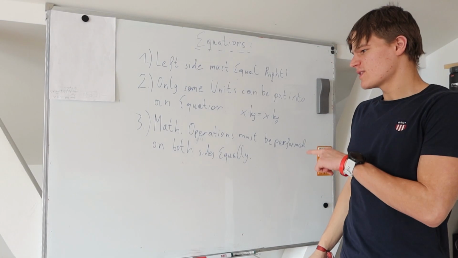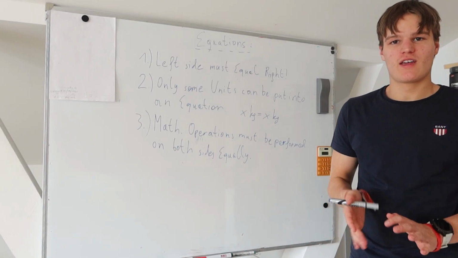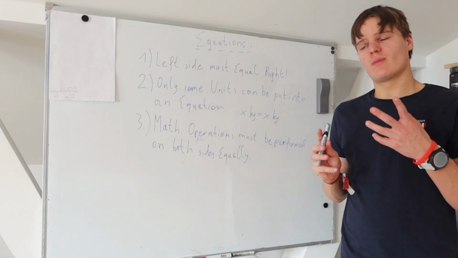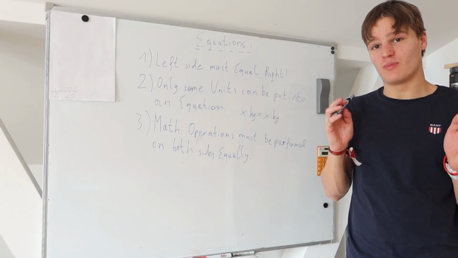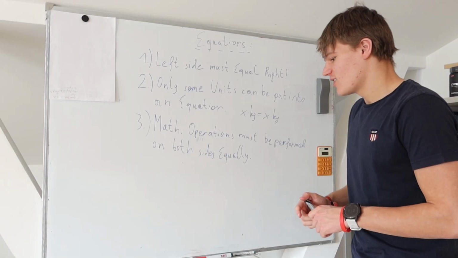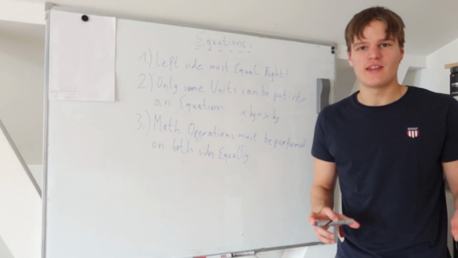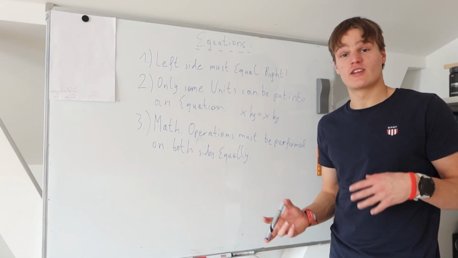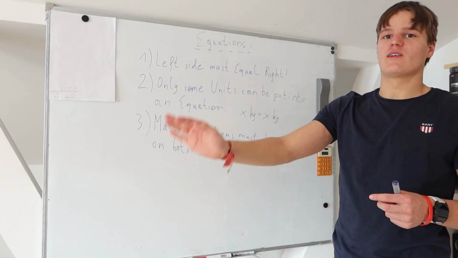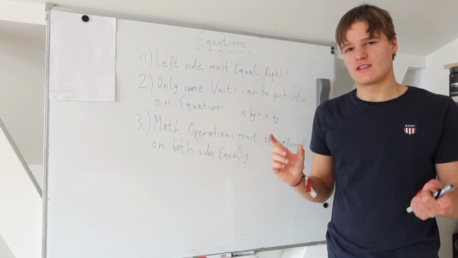Third point, mathematical operations must be performed on both sides equally. When you multiply one side by a certain number, you have to multiply everything on both sides by the number that you're multiplying. You cannot say, alright, I'm gonna multiply this part, but then not this part of the equation. That's not how it works. If you make a line there, you write times 5. Both sides times 5 is the key.